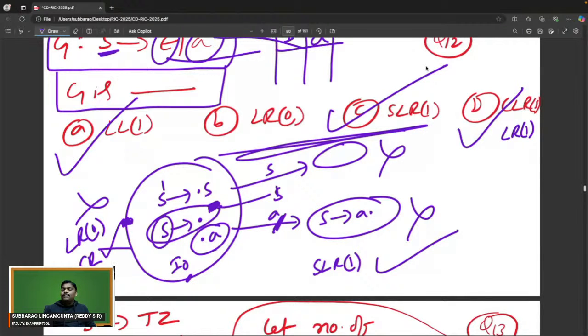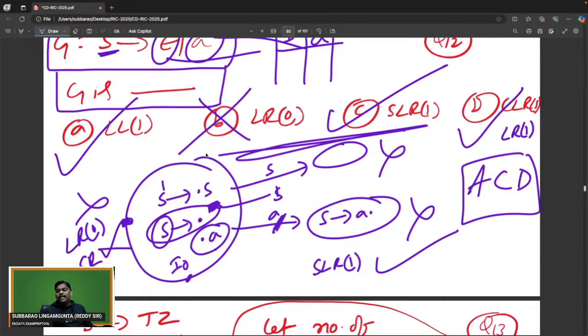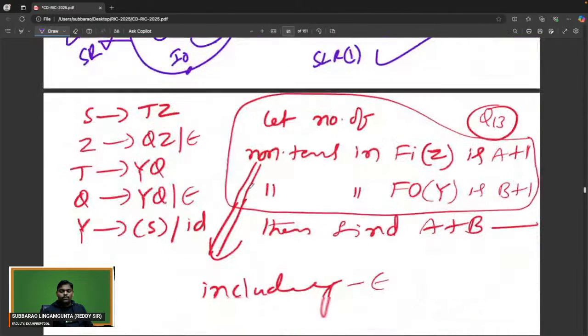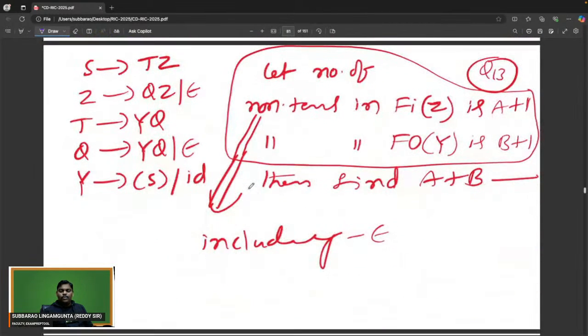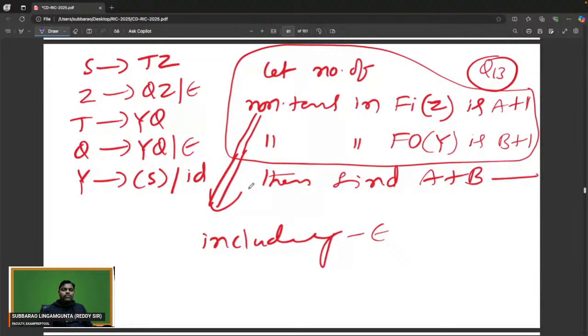The answer is A, C, D. A is correct, C is correct, D is correct. You can verify. You know very well how to verify. If anyone doesn't know how to verify, my suggestion is to see the parser chapter one time. We have done 20 problems. This is SLR1 but not LR0, but it is LL1 also, and CLR1 also. Let's complete this problem also.